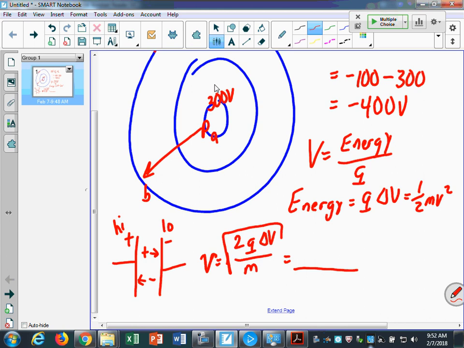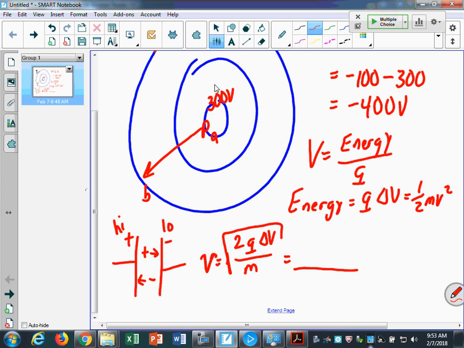Things like when I'm dealing with fields and forces, I don't include the negative signs, because those negative signs are already wrapped up in how I draw my vectors. Whereas when I'm dealing with potential and potential energy, I do include the negative signs, because the negative has a different meaning. It has to do with the work that's being done. Remember, if F and D are in opposite directions, it's negative. If they're in the same direction, it's positive.